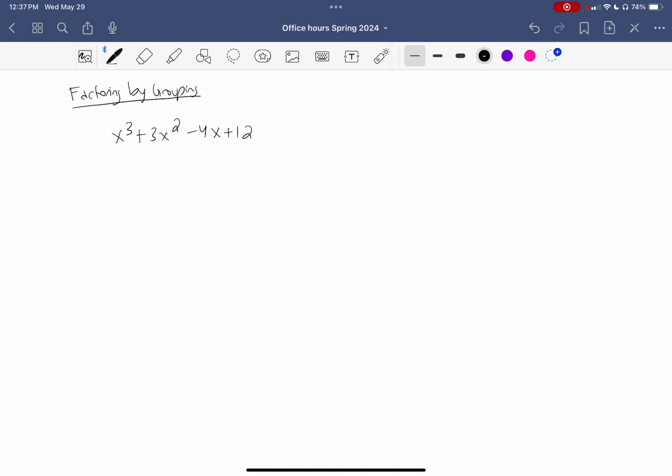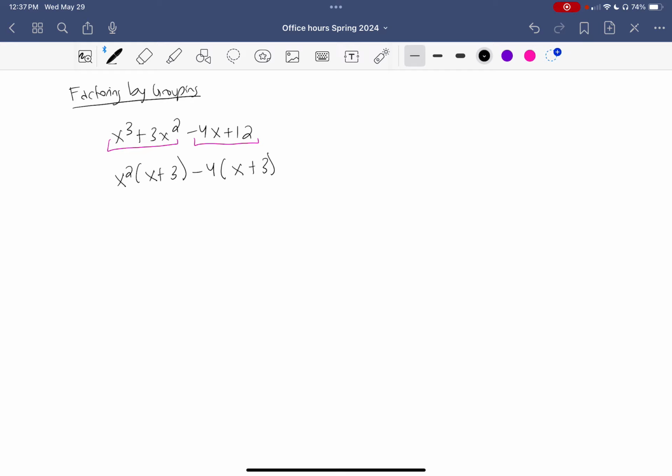So, I have 4 terms. I'm going to group them 2 and 2. Now, in my first grouping, I say, what does this grouping have in common? My answer is x squared, and I factor it out, and I'm left with x plus 3. In my second grouping, I say, what does it have in common? I say 4. Only I'm going to pull out a negative 4 because I always want to be left with a positive for my first piece. And here I'm again left with x plus 3.